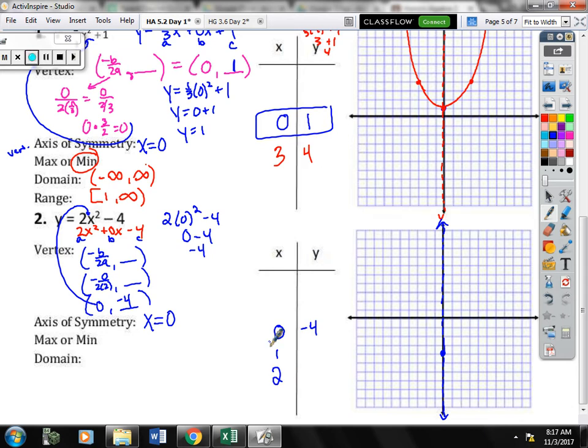And we could just do this mentally. 1 squared is 1. 1 times 2 is 2. 2 minus 4 is negative 2. You don't have to show the work for it. 2 squared is 4. 4 times 2 is 8. 8 minus 4 is 4.